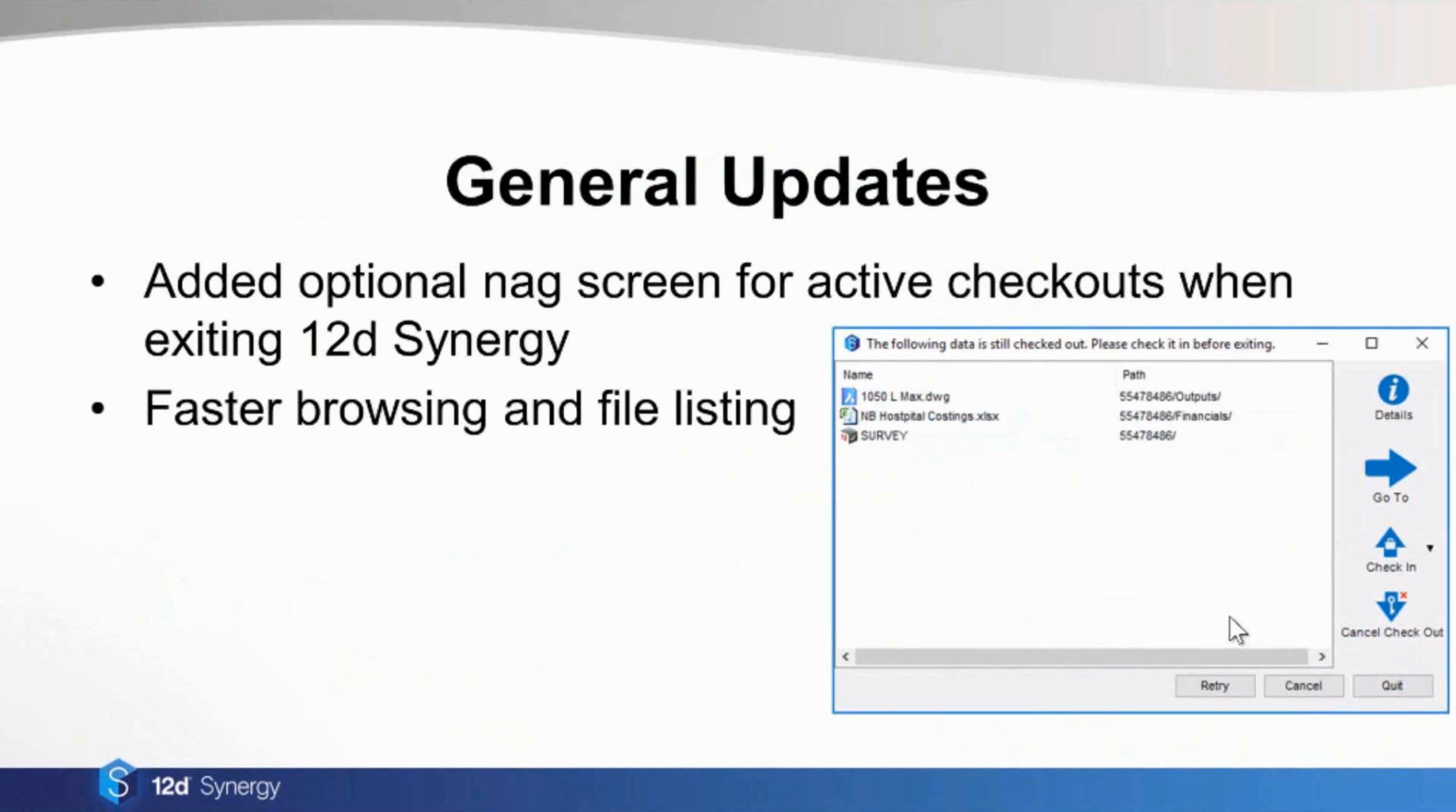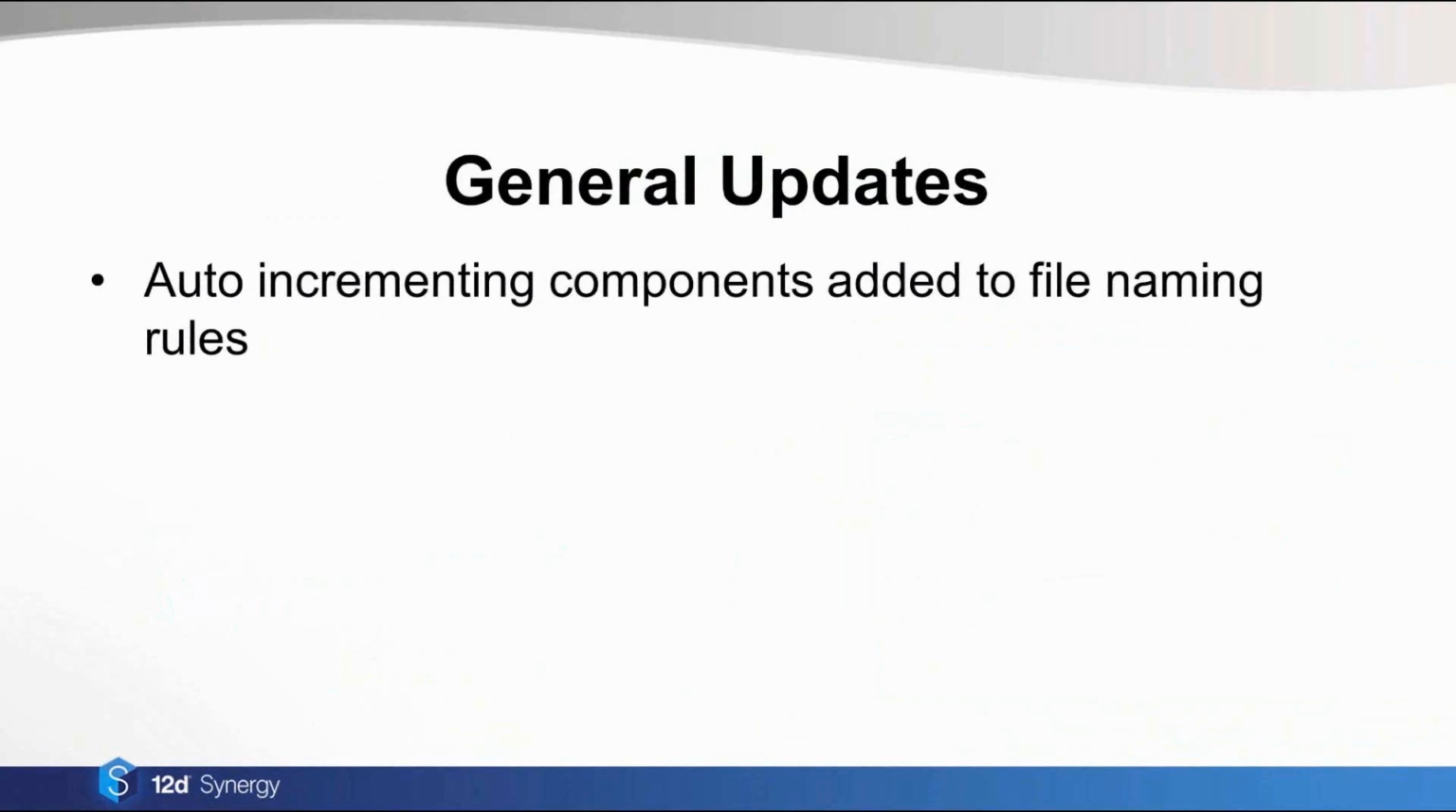We've really sped up a lot of the browsing and file listing, especially now we've got so many enterprise clients on board, just making it much better and scale a lot better for those larger businesses. The ability to enforce naming rules on the file names of data in 12D Synergy has been a really popular feature. Now in version 3, we've also got auto-incrementing rules.